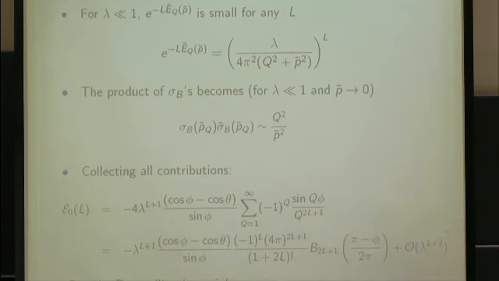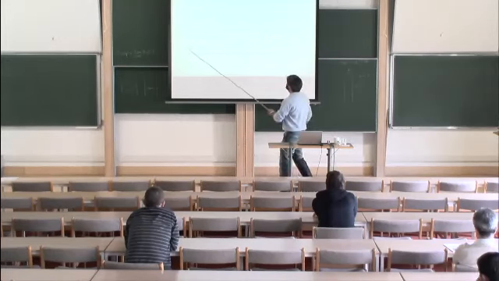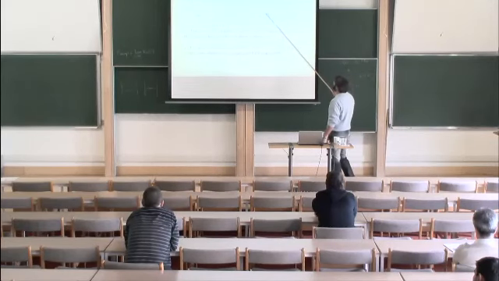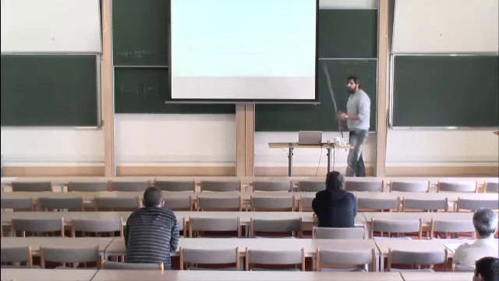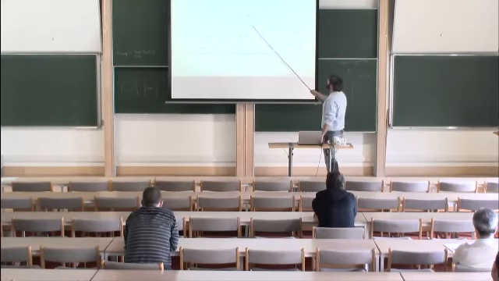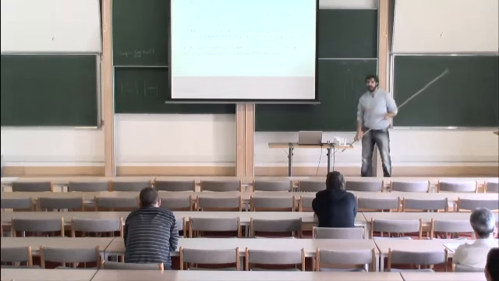If you wanted to go to higher orders, this is going to be the leading anomalous dimension. Higher orders need some TBA computation. But if you take L to 0, the answer just becomes this. And this is exactly what Drukker, Gross, and Ooguri got 99 many years ago for the one loop anomalous dimension of the Wilson loop with 2 cusp angles, the geometrical one, and it's correct not only for the angular dependence but also the exact coefficient. So this is very nice. But as I said, this is only giving us the order lambda. So in order to go to higher orders, we need to solve the TBA.